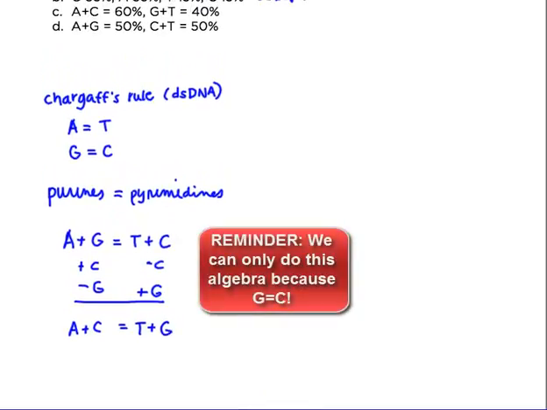Okay, so now it's saying that A plus C here is 60%, whereas G plus T equals 40%. Now this doesn't abide by this rule that we just found out algebraically, which means that this DNA strand must be single-stranded. Okay? And this part D is saying A plus G equals 50%, where C plus T equals 50% as well. Now this is abiding by the simple purines equals pyrimidines rule here, which says that A plus G has to equal C plus T. So because it abides by this rule, we're going to say that this is a double-stranded DNA sample.